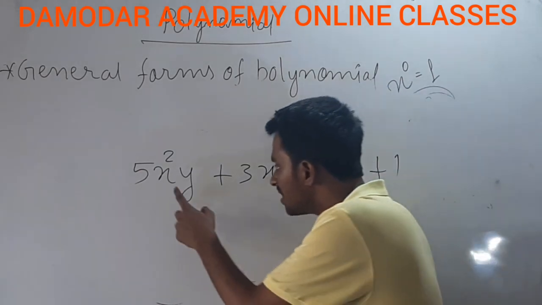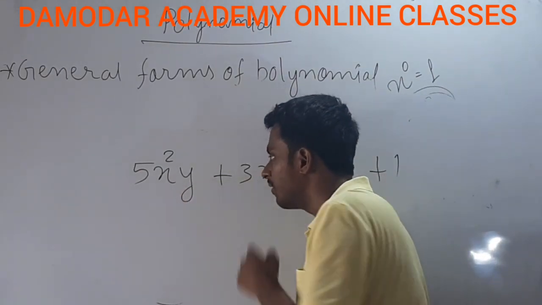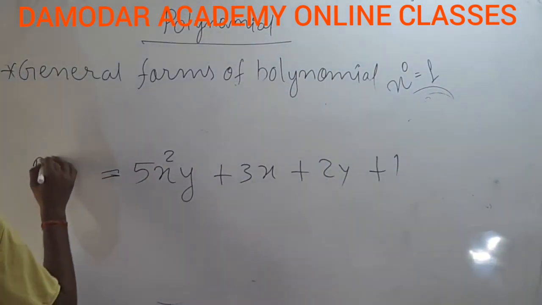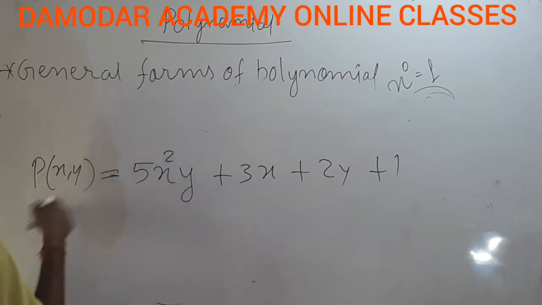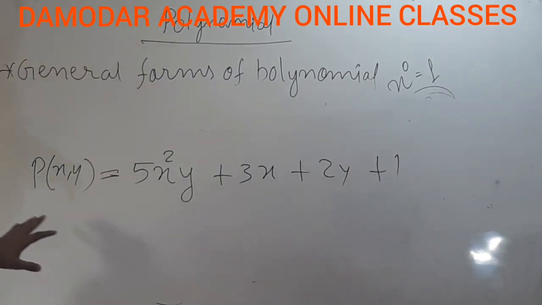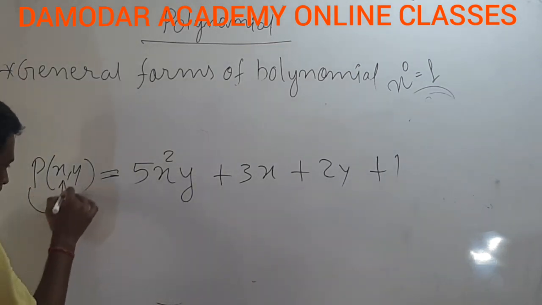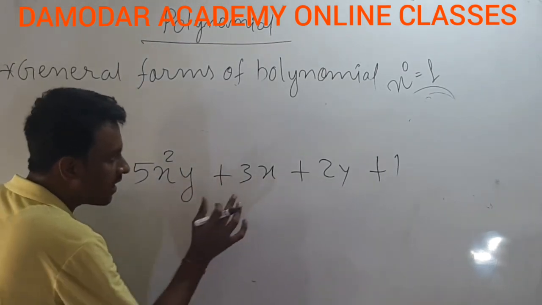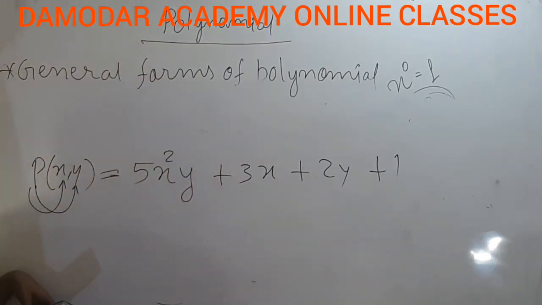देखो यहां पे क्या है? दो वेरिएबल है, तो इस पॉलिनोमियल को हम लोग कैसे लिख सकते हैं? पॉलिनोमियल ऑफ वेरिएबल x एंड वेरिएबल y. This polynomial can be written in the form of polynomial of variable x and polynomial of variable y. ओके? अब देखो ये क्या है? दो वेरिएबल का एक पॉलिनोमियल है.